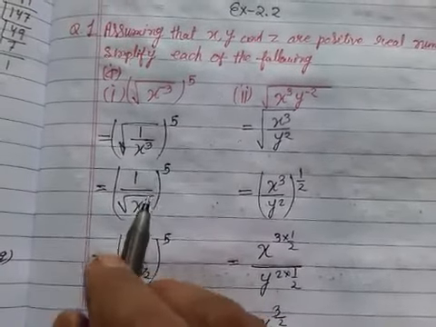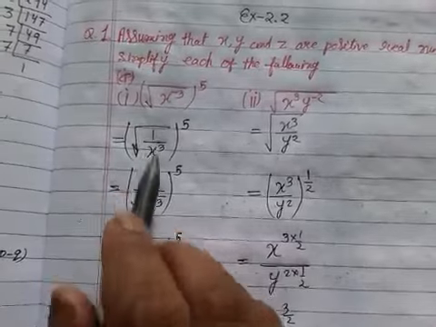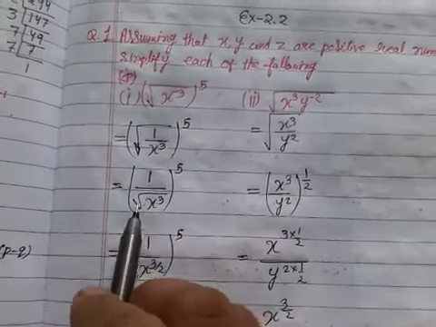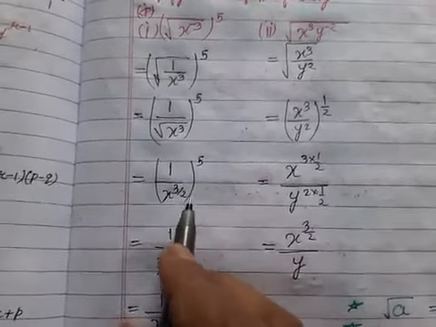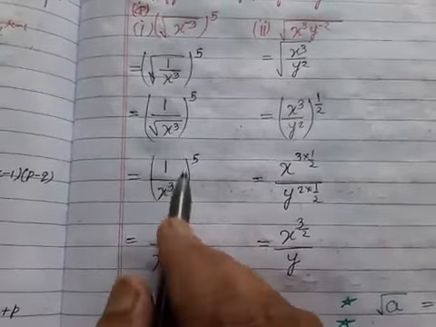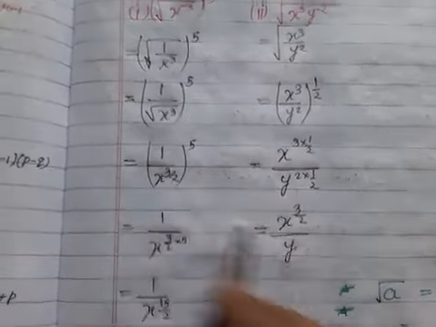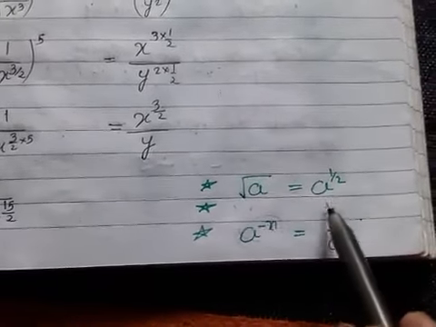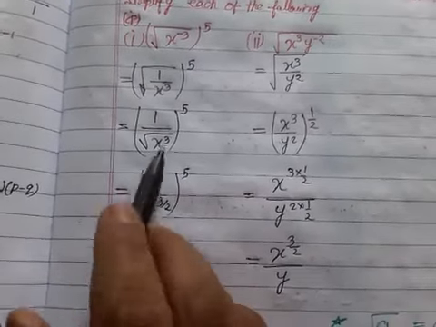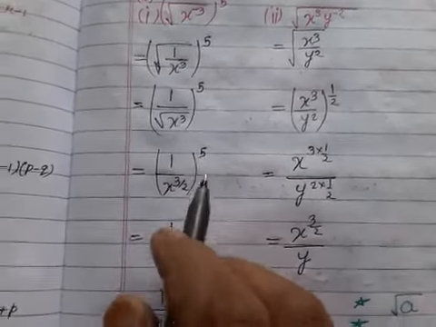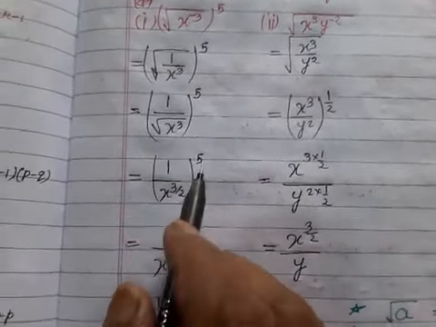So now the root of 1 is 1, but for the root of x cube we write x to the power cube over root. Okay, so here we remove the root and put here by 2, because it is also a formula: root a is equal to a to the power half, so we multiply the powers by half, any powers. Okay, now we multiply: 1 to the power 5 means 1, but here x to the power 3 by 2 into 5 is equal to 3 fives are 15 by 2, so the result is 1 by x to the power 15 by 2.